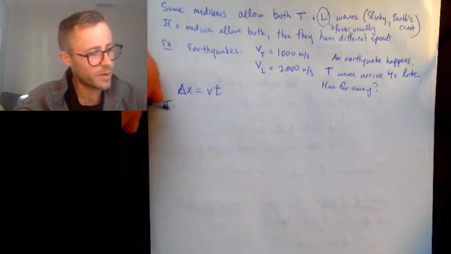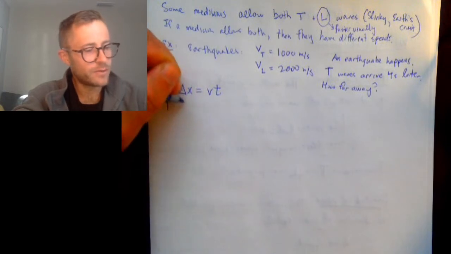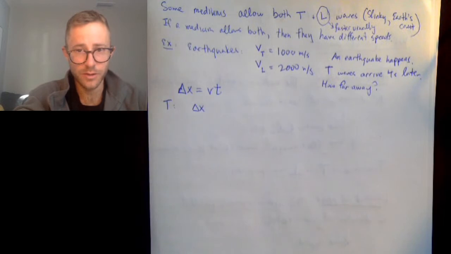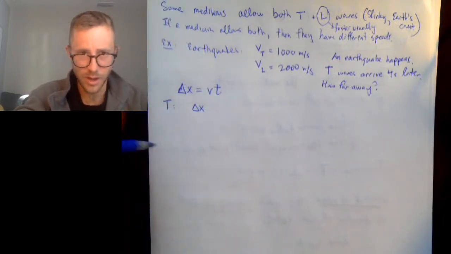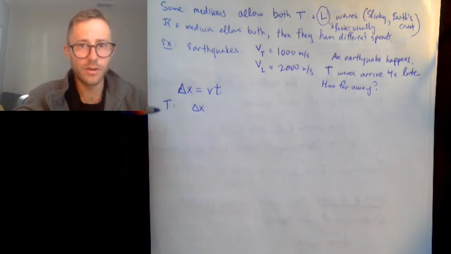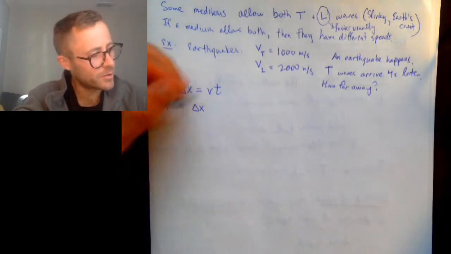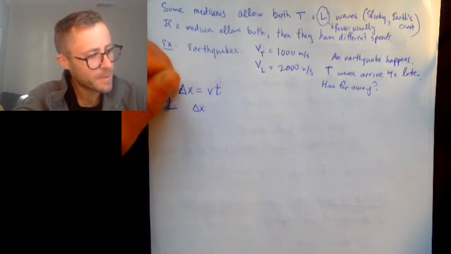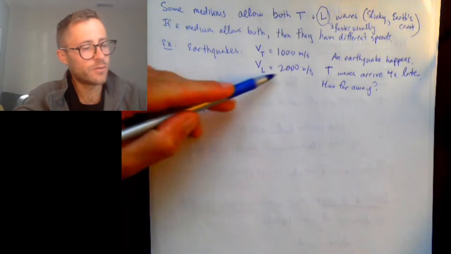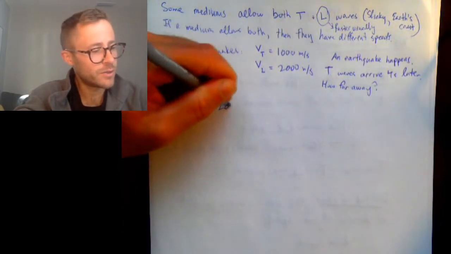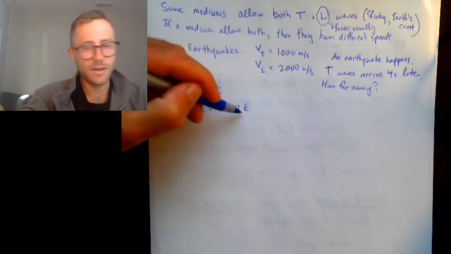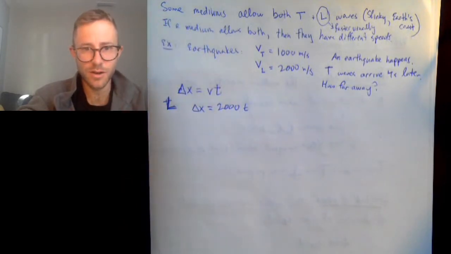For the transverse wave, we have delta x, which is unknown. We don't know how far away it is. We also don't know when the earthquake happened. Actually, I'm going to do longitudinal first. My bad. So the longitudinal wave travels at 2,000 meters per second, and we know it happened some time t ago.